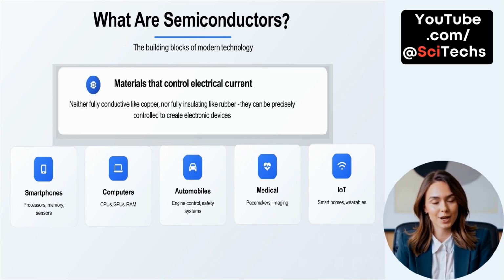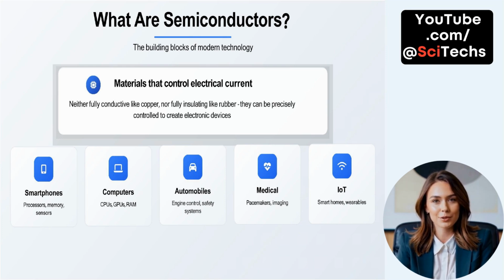Unlike conductors like copper, which freely transmit electricity, and insulators like rubber, which completely block it, semiconductors sit in between. Their electrical behavior can be precisely tuned through a process called doping, allowing them to act as switches or amplifiers in circuits. This property makes them critical in building electronic devices.